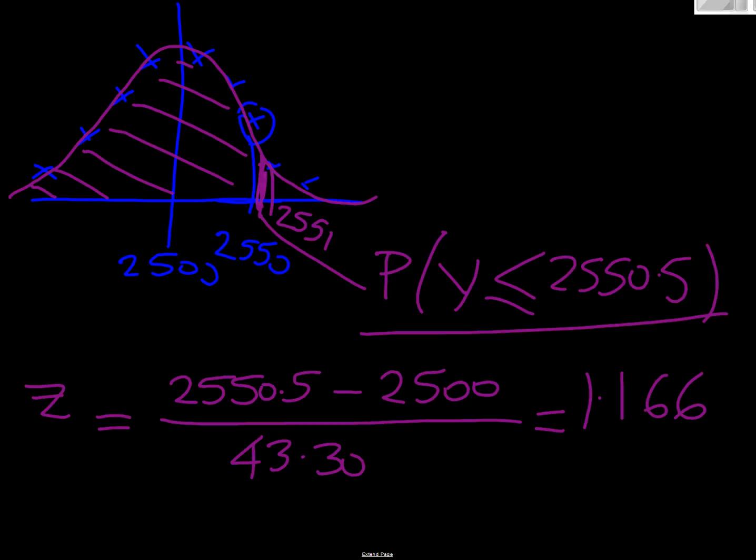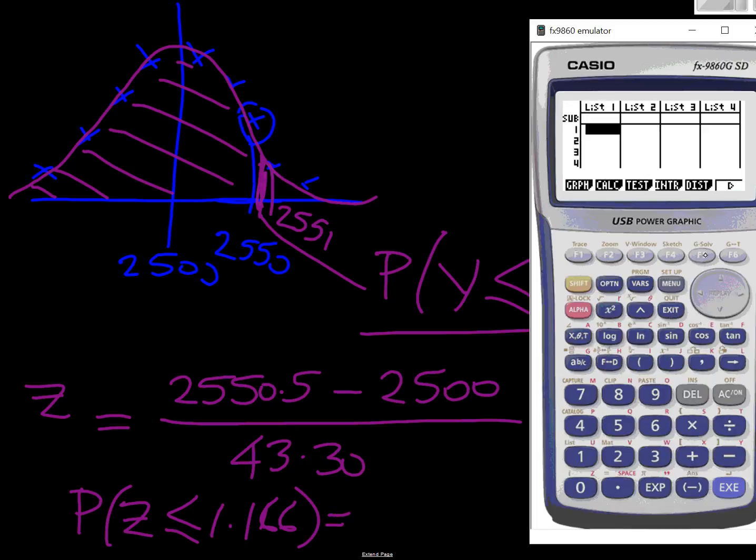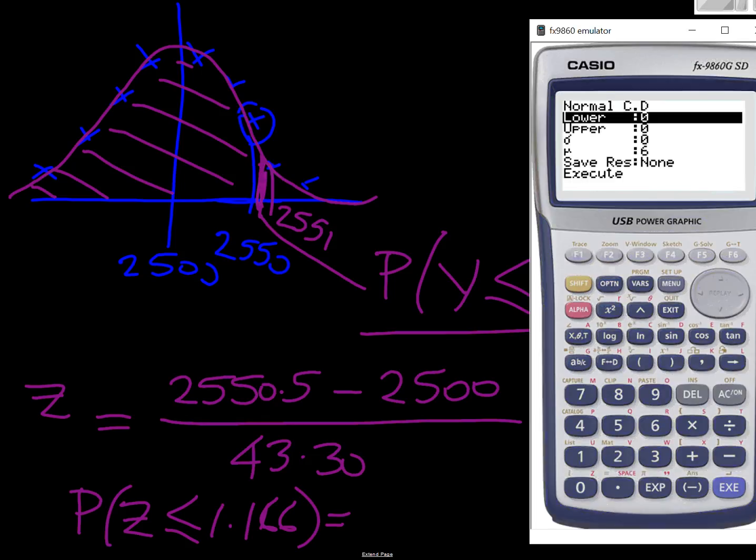And as ever, we're going to stick it in our calculator now, and find out the probability that Z is less than or equal to 1.166, using our standard normal. So let's hop back to our calculator, and we're going to go distributions, normal. We're interested in NCD. For our low value, we want just a very large negative number because we're starting at the bottom, so we'll start many standard deviations away.